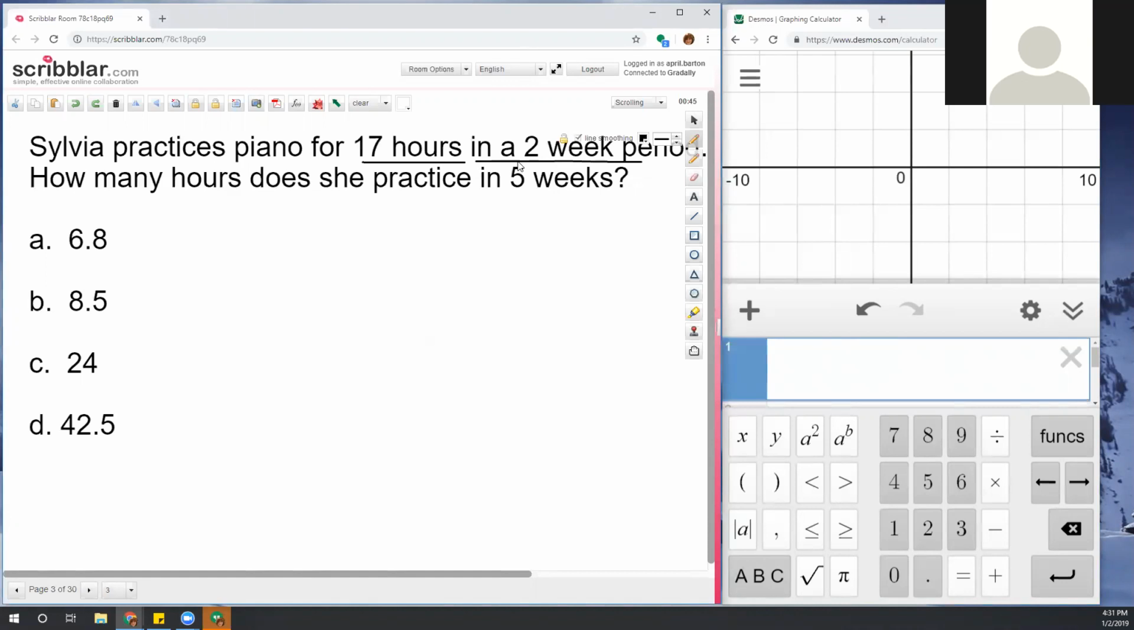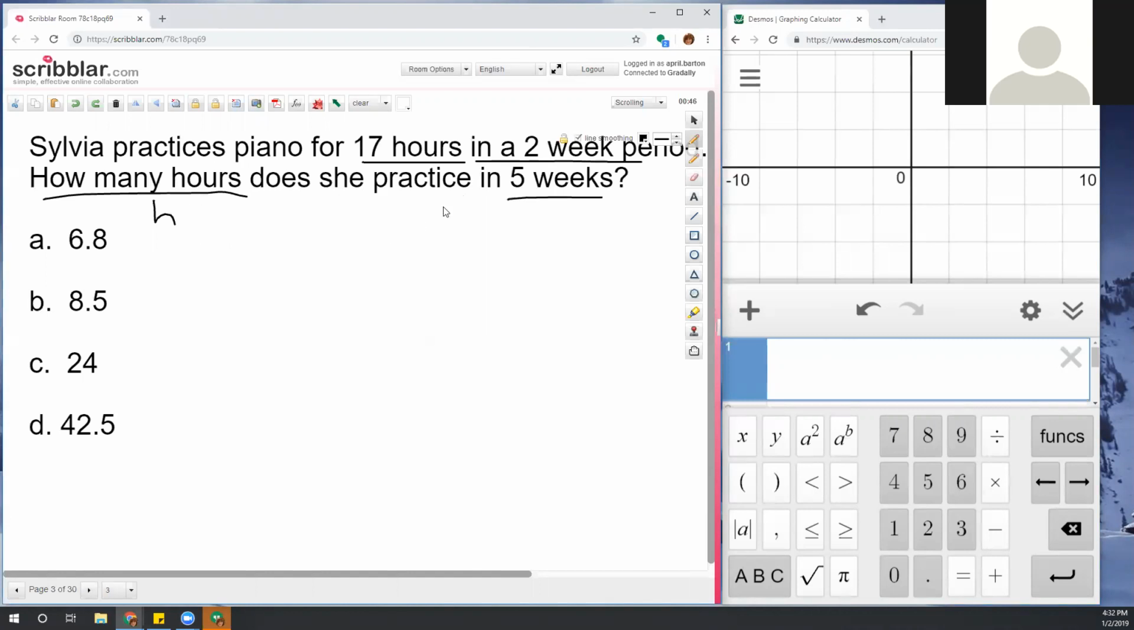So how many hours does she practice in 5 weeks? So how many hours, when they ask that question, usually that's where we have a variable. I'm going to say H for hours. That's what we're going to look for, is the number of hours. And we're just going to call it H so that we can write math equations with it.